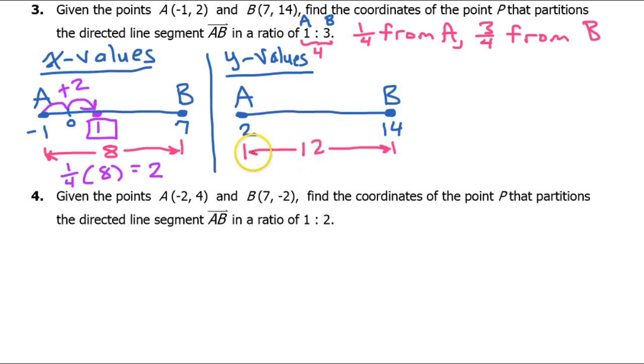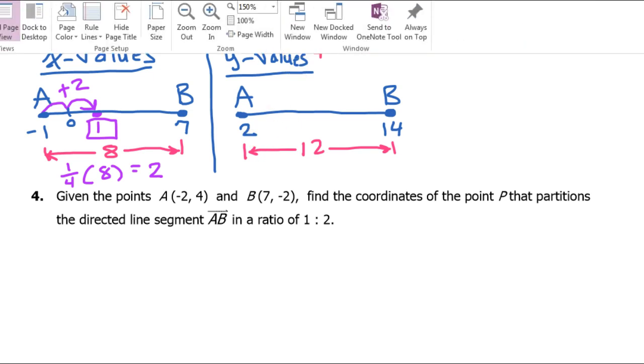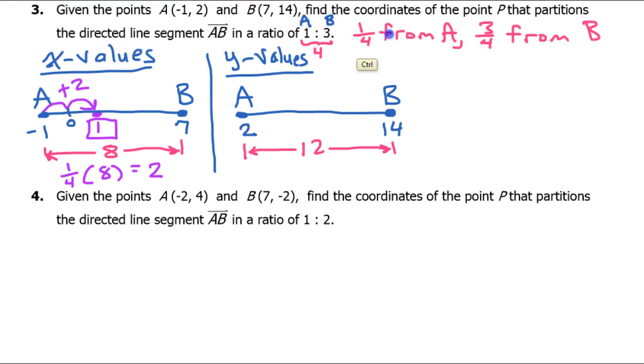All right, so the total distance is 12. Now, I want to be 1/4 of the way from A. So the question is, what's 1/4 of 12? Well, that is 3. Okay, so if I go 3 steps away from A, the question is, where will I be? Well, I'm just adding 3, so that's going to be 5.